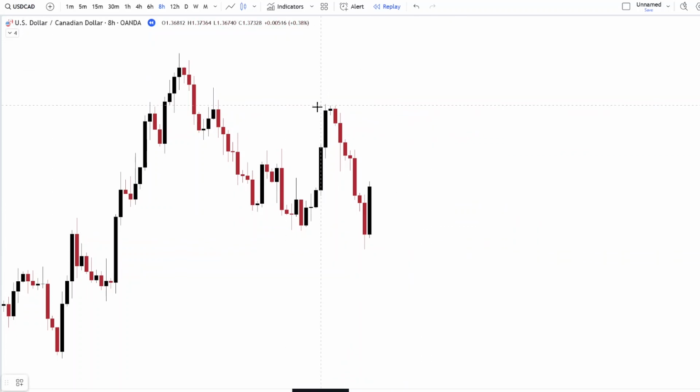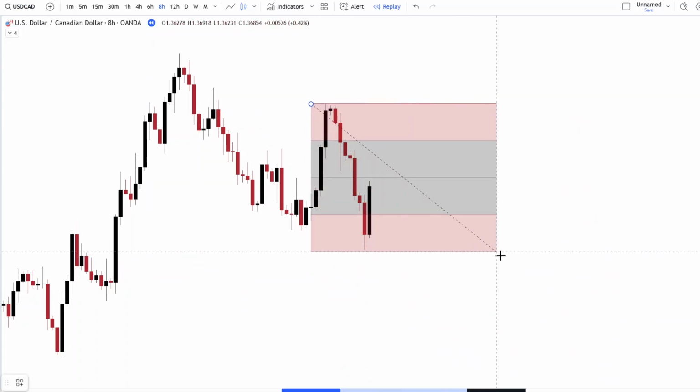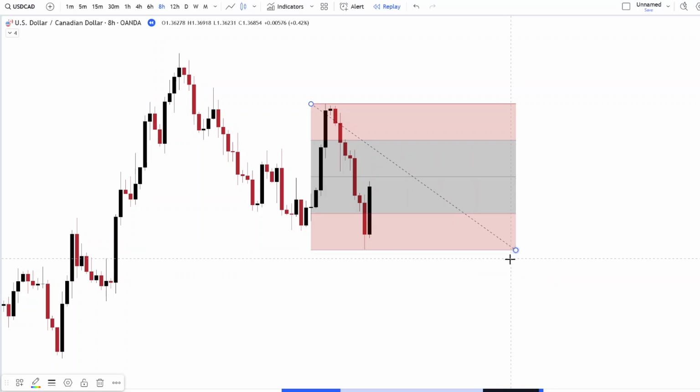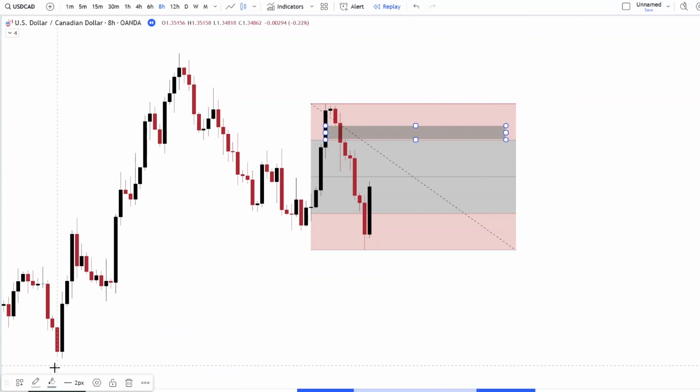So you can pull out your fib and you can look for the obvious fair value gap in your extreme. And obviously you're going along with the trend. So you're looking for a bearish fair value gap. And here we have a bearish fair value gap in our extreme zone.